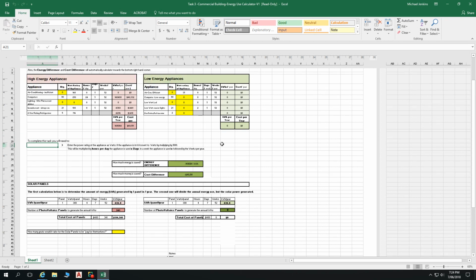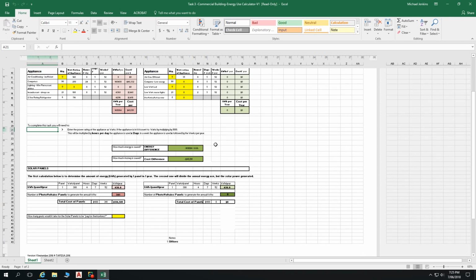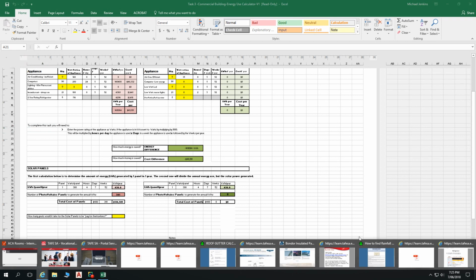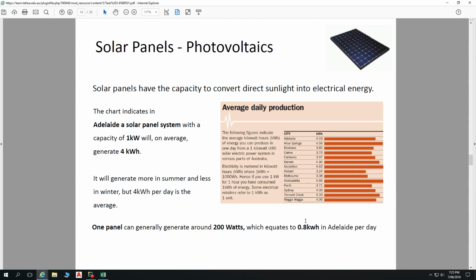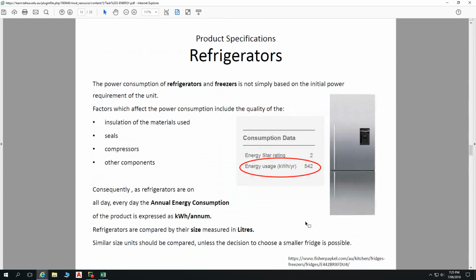There's a typo in the refrigerator page. Yeah, 500 litre. Okay, thanks for that. I'll have to see if I can get the Word document for that, or get it from the PDF into a Word document to change that.